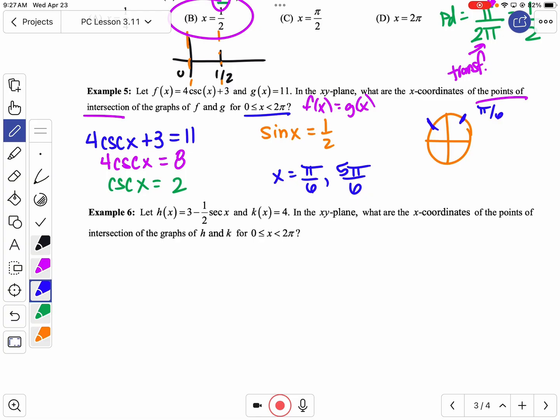Okay, let's do one more. All right, so this time it says let h equal 3 minus 1/2 secant x and k of x equal 4. Find the points of intersection. So we're just going to set them equal. 3 minus 1/2 secant equals 4. I'm going to give you a second to play with it.